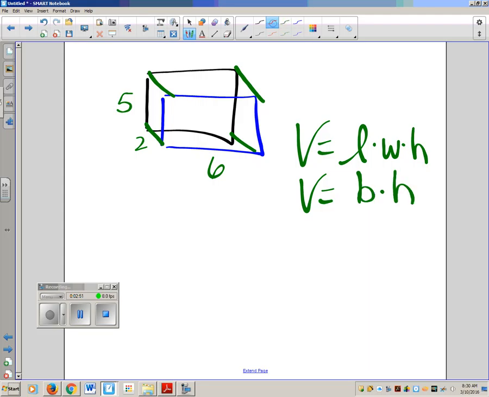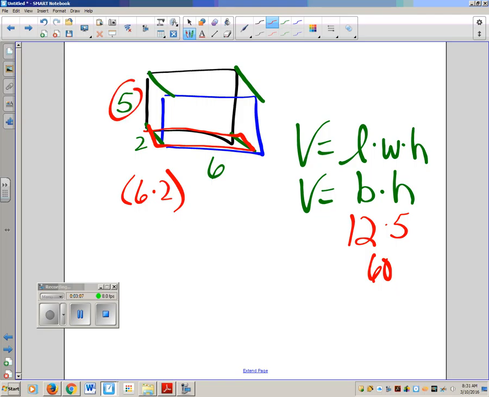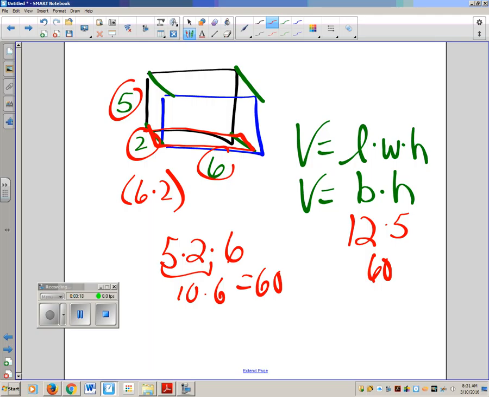If you look at the base, I'll outline it in red. There's your base. My base is 6 by 2. So if I plug it into this formula, it's 12 times 5, which would be 60. You get the same answer if you use all three numbers for length times width times height. 5 times 2 times 6, 10 times 6 equals 60. Cubic units. That's all volume is. It's how many cubes it takes to build a rectangular prism.